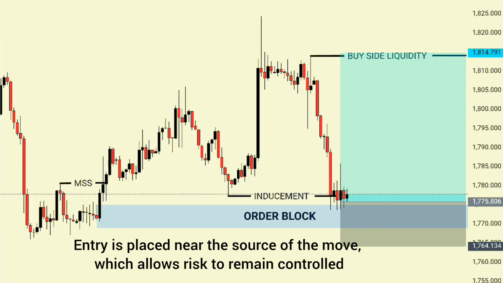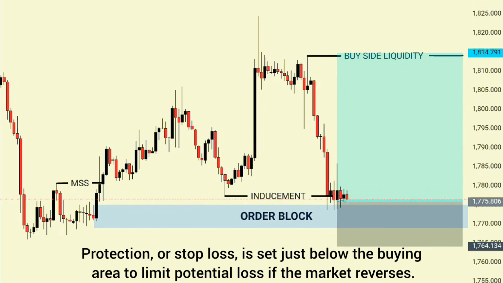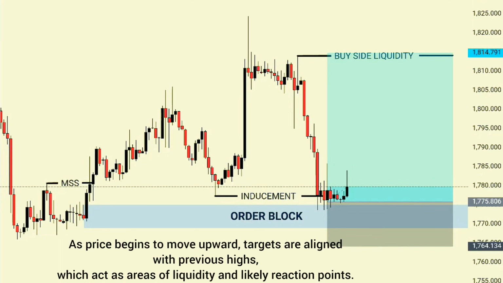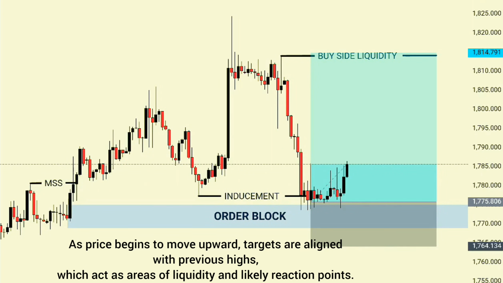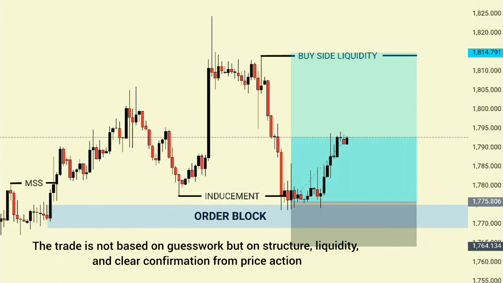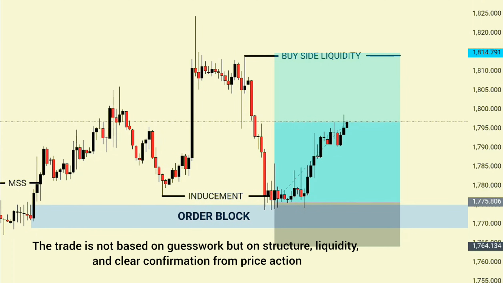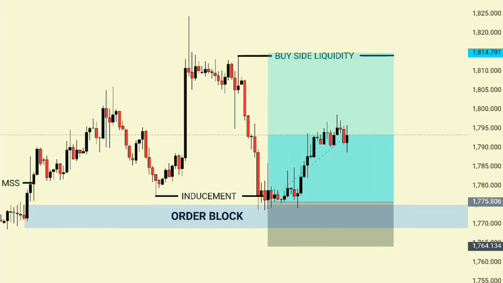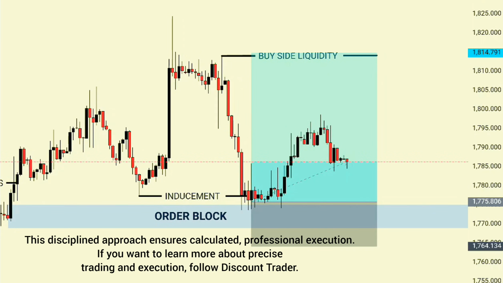Entry is placed near the source of the move, which allows risk to remain controlled. Protection, or stop loss, is set just below the buying area to limit potential loss if the market reverses. As price begins to move upward, targets are aligned with previous highs, which act as areas of liquidity and likely reaction points. The trade is not based on guesswork, but on structure, liquidity, and clear confirmation from price action. This disciplined approach ensures calculated, professional execution.